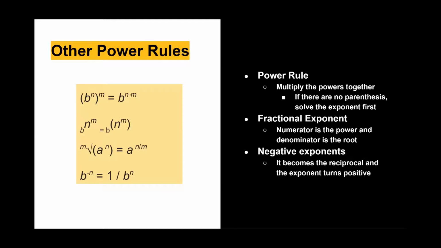And then the next one is the fractional exponent, so that's the third one down. In that one, the numerator is the power and the denominator is the root. And then the bottom one is the negative exponents. For those, it becomes the reciprocal and the exponent turns positive. So for this one, it's b raised to negative n, so it's 1 divided by b raised to n.